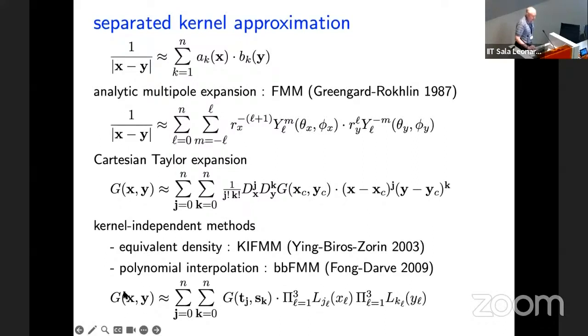And again, it's a separated kernel approximation, and it involves polynomial interpolation, which is a wonderful way to approximate functions when it works. And so what you have over here, there are interpolation points in the target space and interpolation points in the source space. And then these are Lagrange polynomials. I'm going to spend a little bit of time telling you more about this formula. This is the approach we use, but we do it differently than what Fong and Darve did.